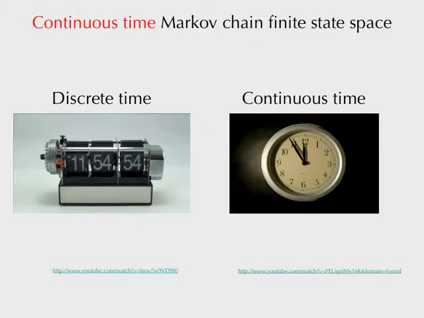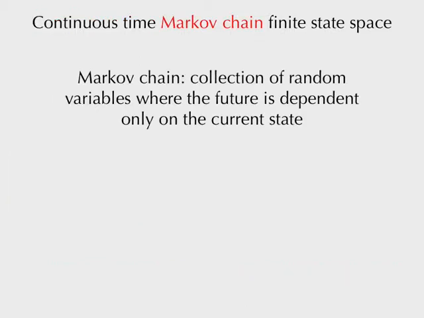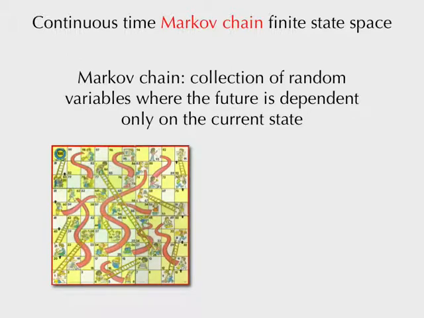Okay, so that's the continuous time part. Now, Markov chain. A collection of random variables where the future is dependent only on the current state. So take the game Chutes and Ladders. I think in Britain it's called Snakes and Ladders. But it's a basic board game, right? You move around, and if you land on a slide, you go down. If you land on a ladder, you go up. And if I'm right here, what happens next doesn't depend on whether I slid down here or climbed up there. My next move is based on a little spinner, whether I move one step, two steps, or three steps. Okay.